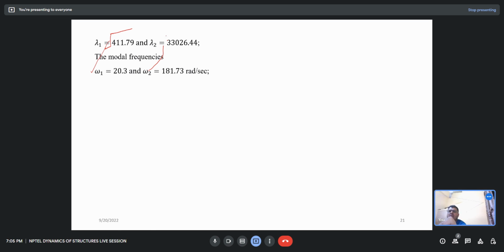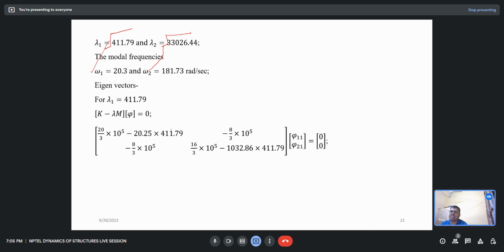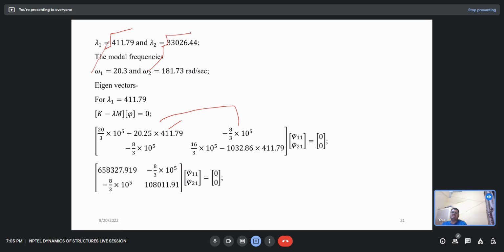The modal frequencies are the square roots of these, so omega 1 is 20.3 and omega 2 is 181.73. Now using omega 1 and omega 2, you can calculate the eigenvectors. For lambda 1 equal to 411.79, I put this value in place of lambda. I can choose any one equation, so I have taken the first row.